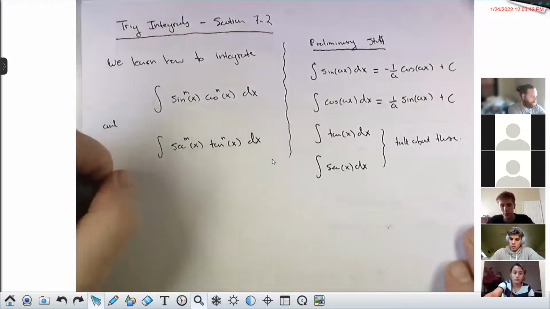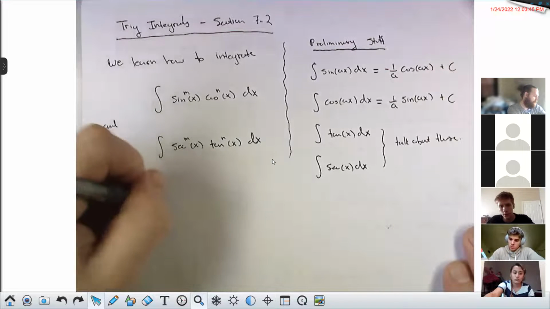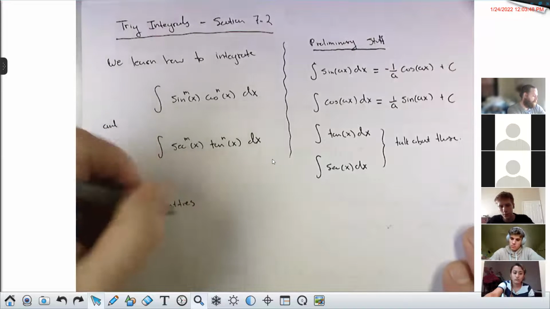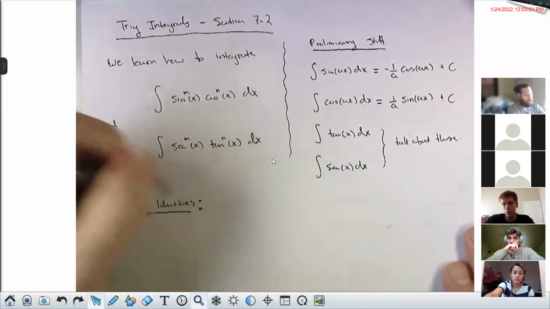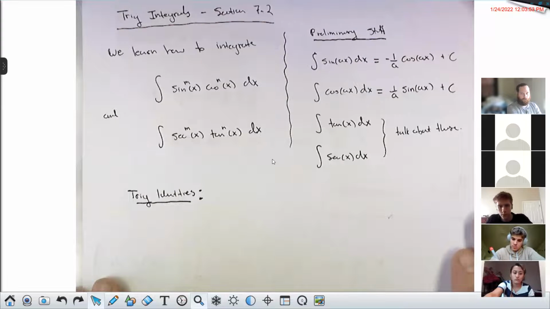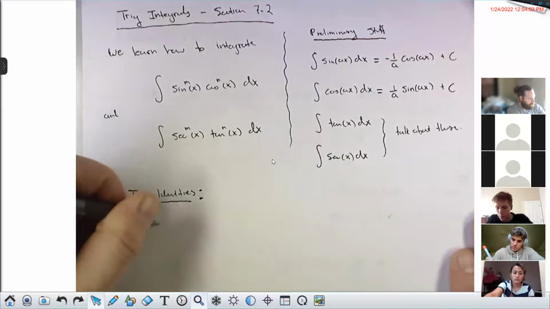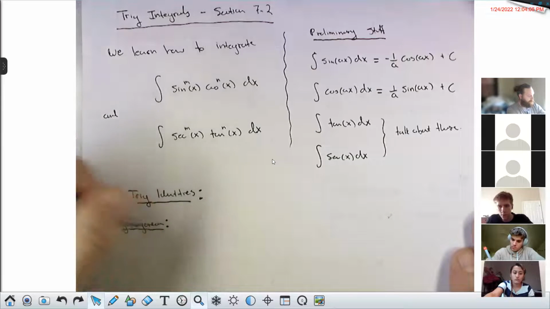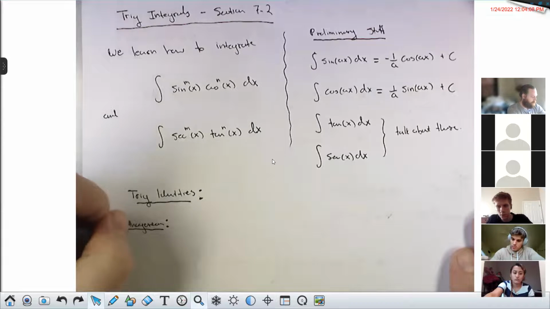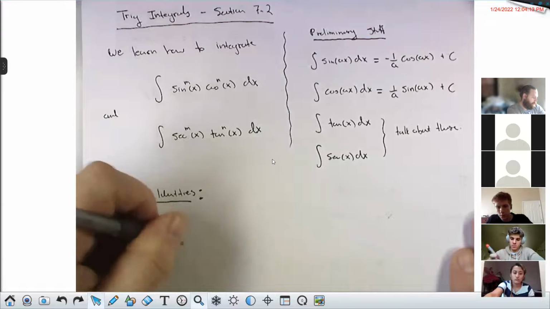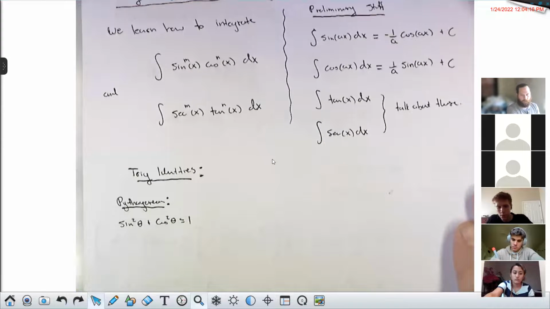Other things you're going to need for this are some trig identities. So we use identities a lot when working with trig functions, especially in 7.2. There are some families. There are some identities that I'll refer to as the Pythagorean identities. These are sine squared theta plus cos squared theta equals 1, which you can rewrite as sine squared equals 1 minus cos squared, or cos squared equals 1 minus sine squared.